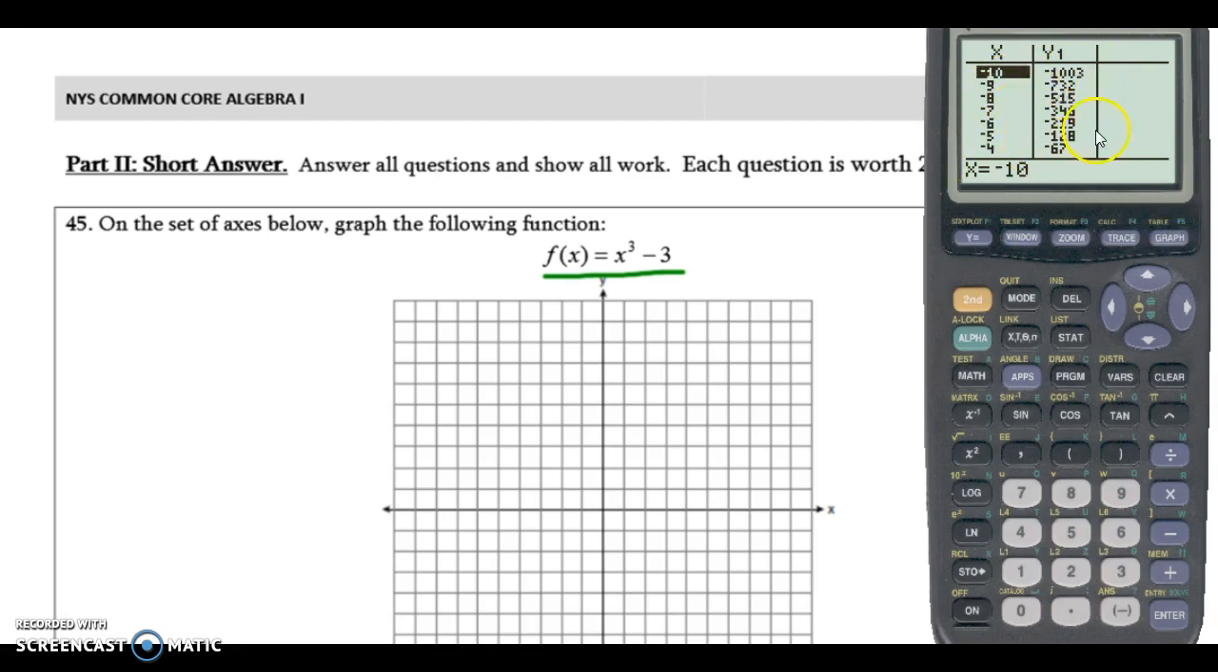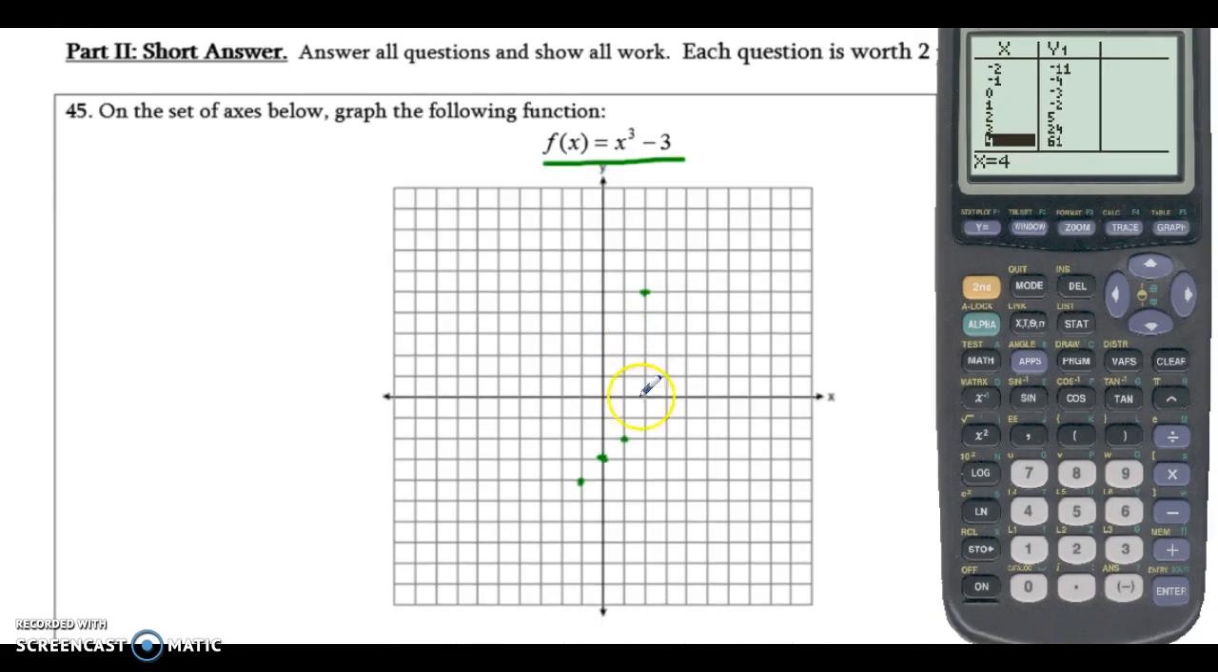Now, I can't graph all of these values. For sure, I can't graph negative 1,003. But I'm going to scroll down until I can find some values that I can graph on this graph. And the first one I can is negative 1, 4. I'm going to start graphing these points, and we'll see what the function looks like. So here are all the points that we're able to graph from the table.